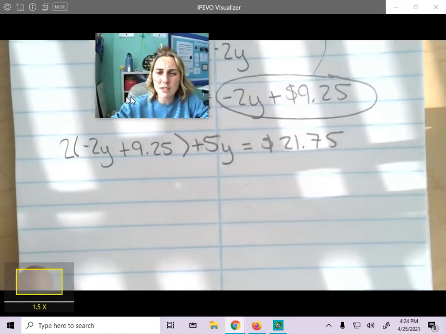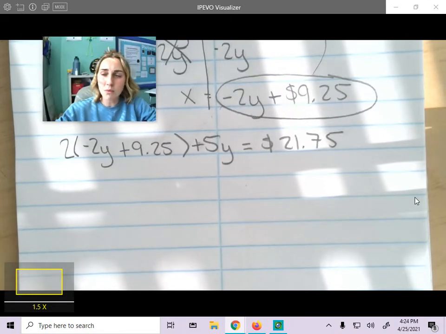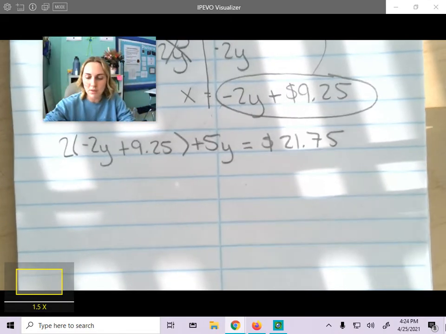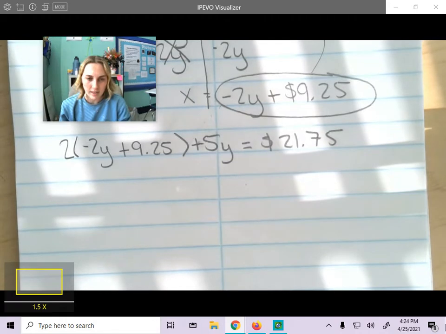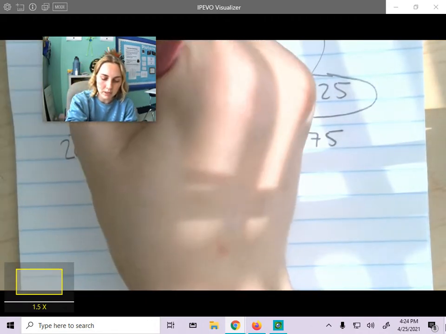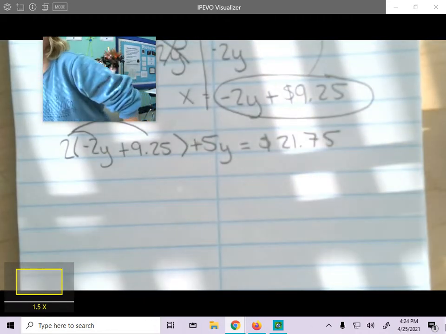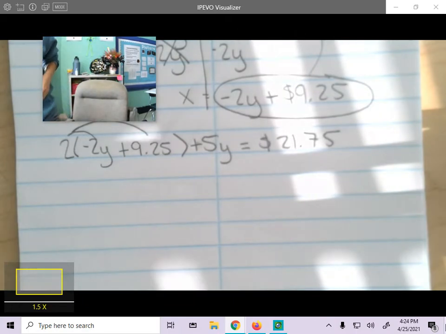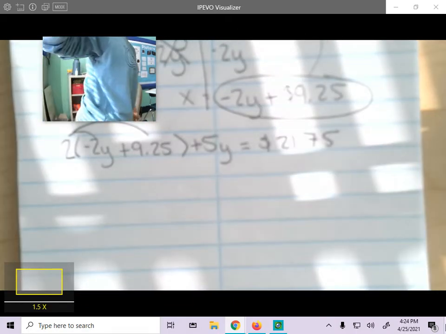Again, when you're solving a multi-step equation, your first step is, if you can, go ahead and distribute. I can distribute here. I have this 2, and I'm going to multiply it by everything inside of the parentheses.